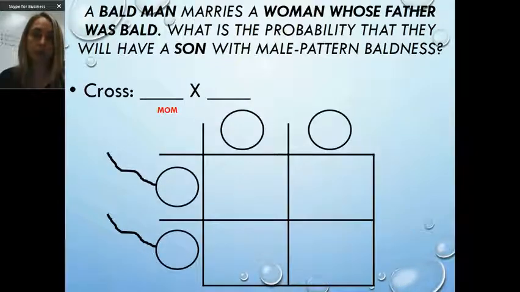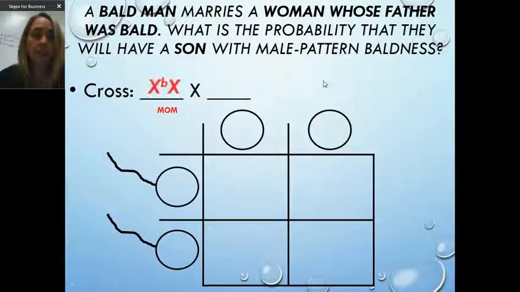A bald man marries a woman whose father was bald. What's the probability they will have a son with male pattern baldness? So if he is a bald man, we're going to put a little b on his X. So it'll be X, little b, Y. And a woman whose father was bald. If her dad was bald, he had to give her that X chromosome with the little b on it. So she is a carrier. She's not a bald woman, but she's got to be a carrier for it.